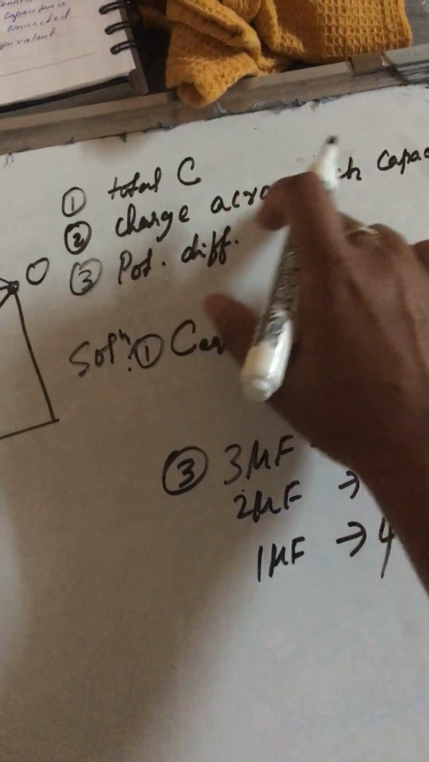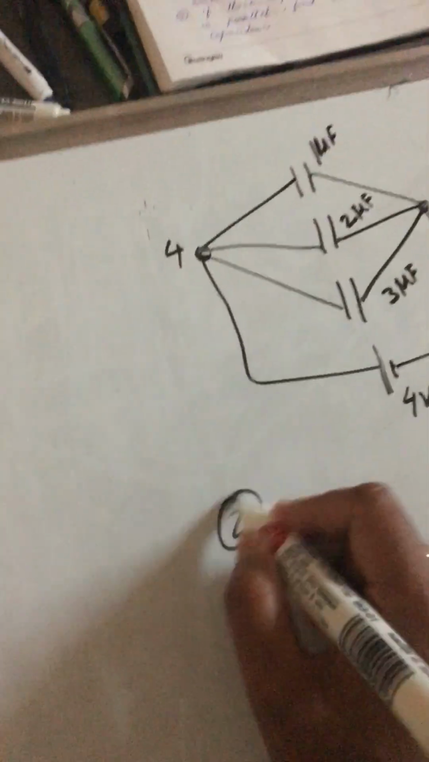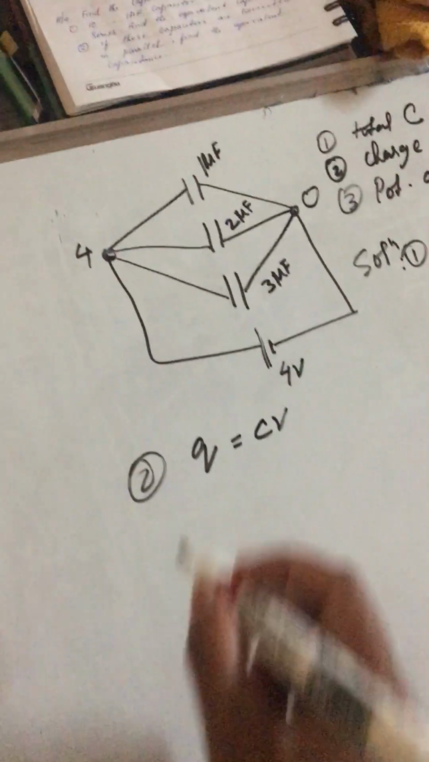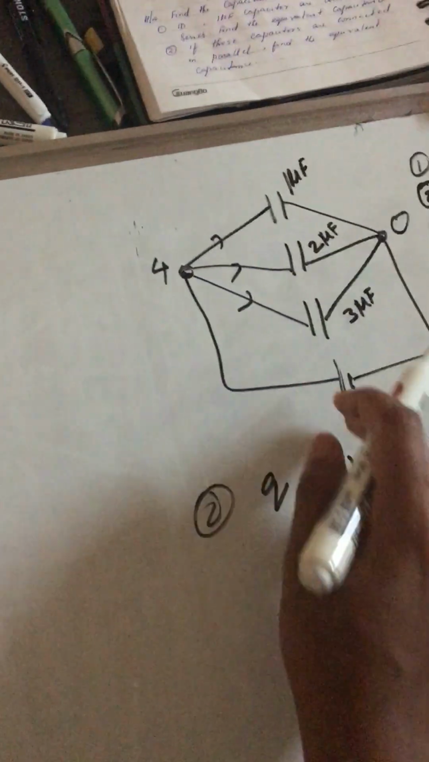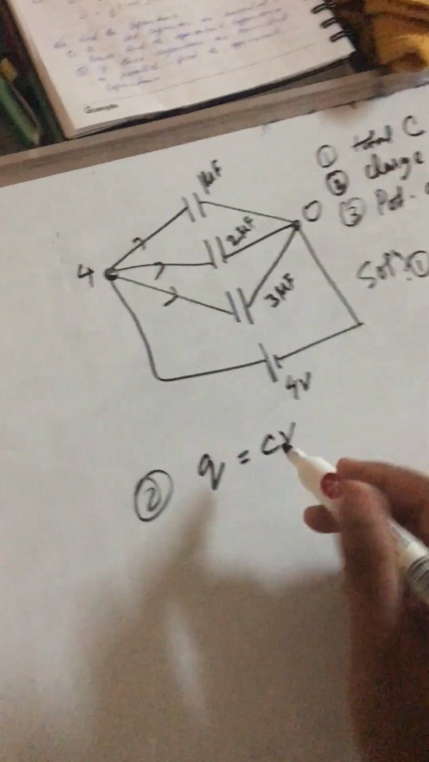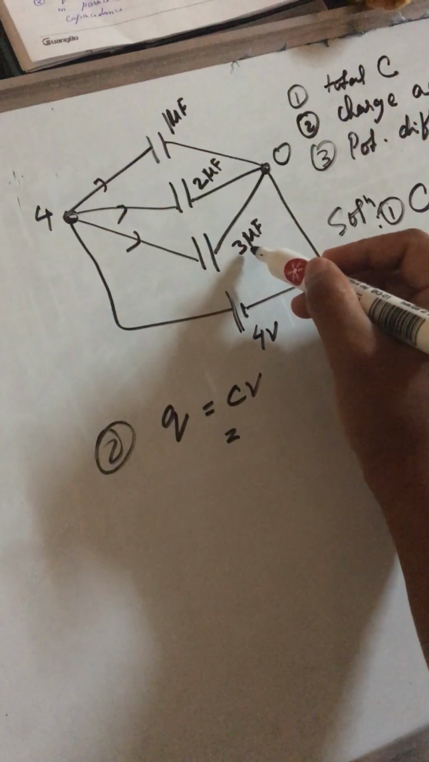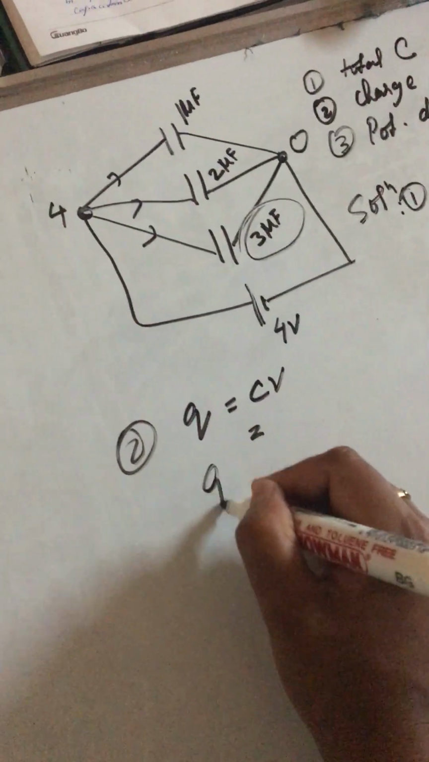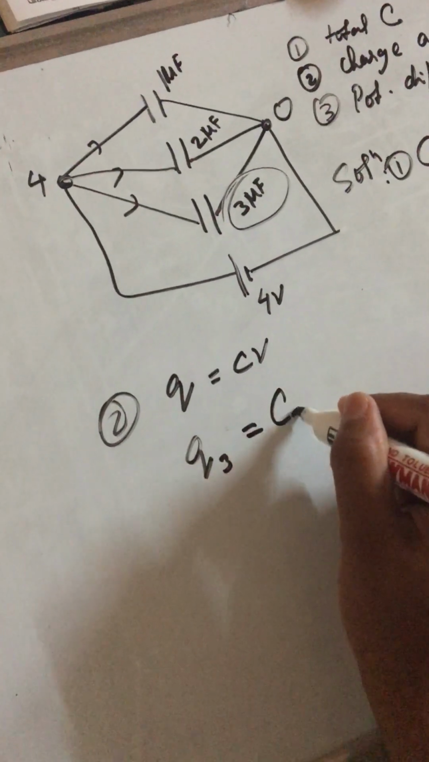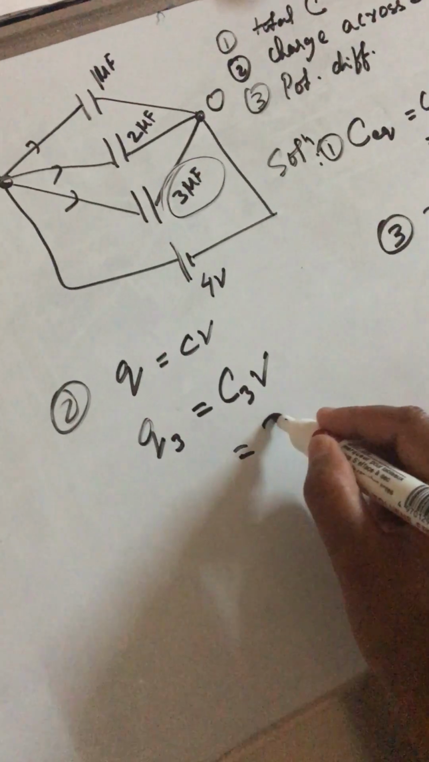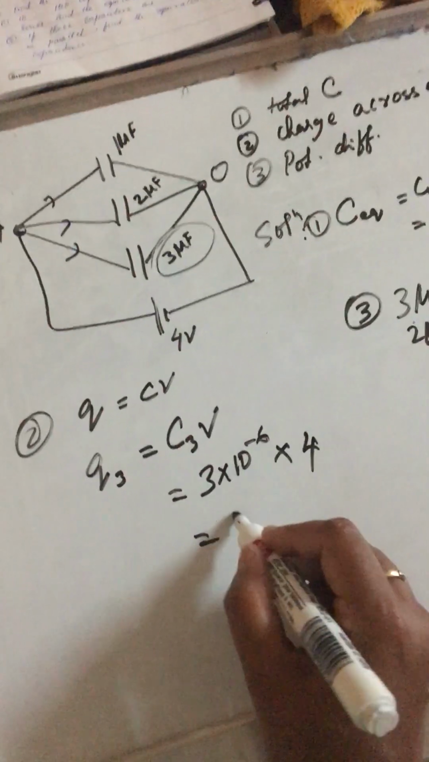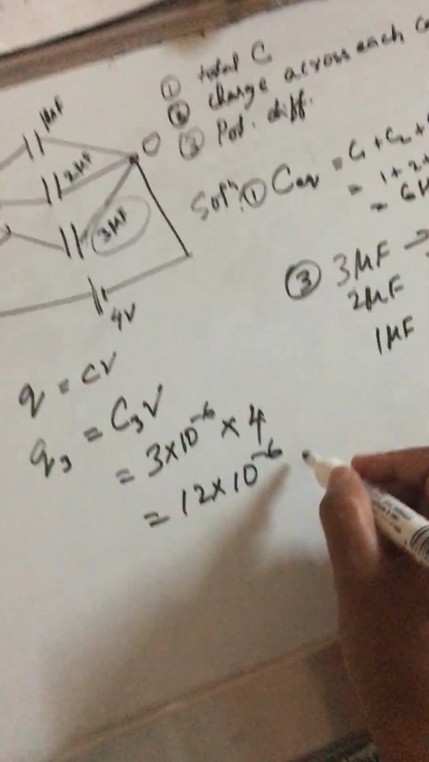Now coming to the charge across each capacitor. Charge is equal to C into V, right? The charges on each capacitor will be different because the charge has been divided. Let's find the charge across here, Q3. Q3 is C3 into V, and V is the same after all. Micro is 10 to the power minus 6, and volt is 4, so this is 12 into 10 to the power minus 6 coulomb. Easy, students.